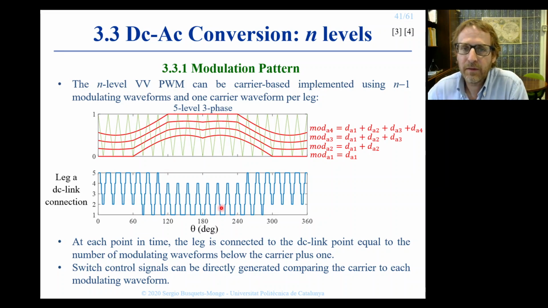We can also implement this pulse width modulation carrier-based. We just need to use n-1 modulating waveforms and 1 carrier per leg. And also the rule to apply this modulation is analogous to the 3-level case. We just need to count the number of modulating waveforms below the carrier to know to which point the leg is connecting. The switch control signals, again, can also be obtained by comparing the carrier to the modulating signals.